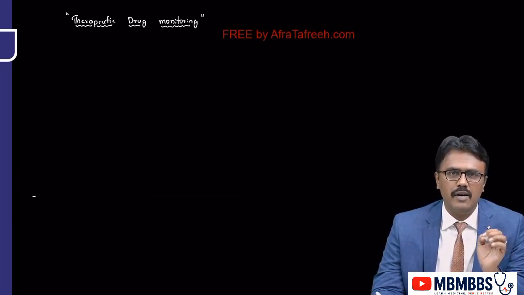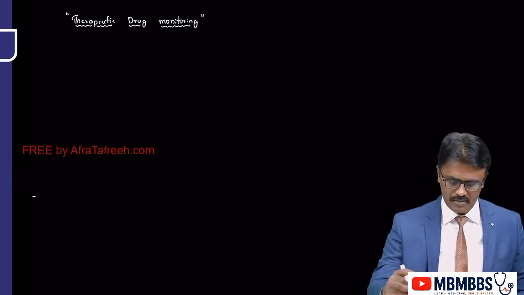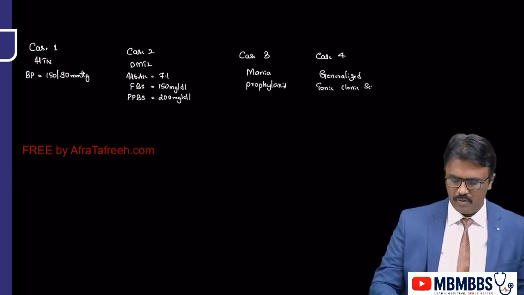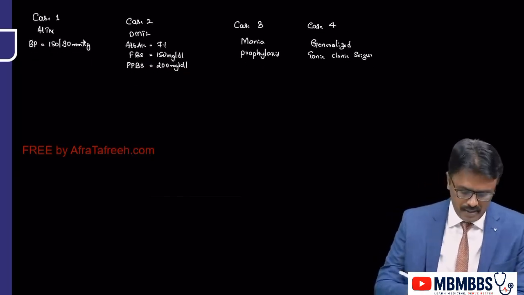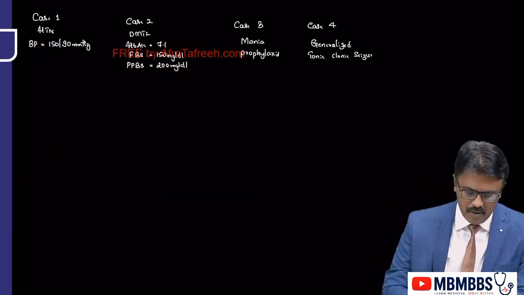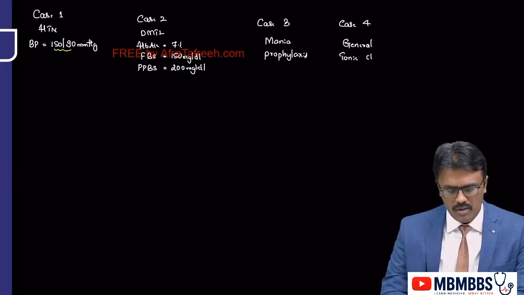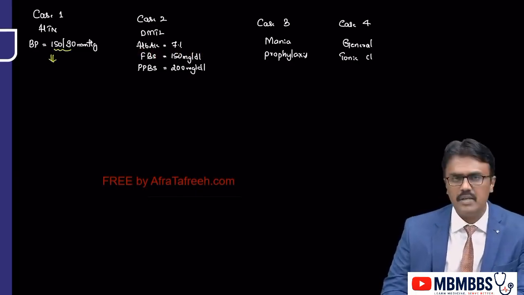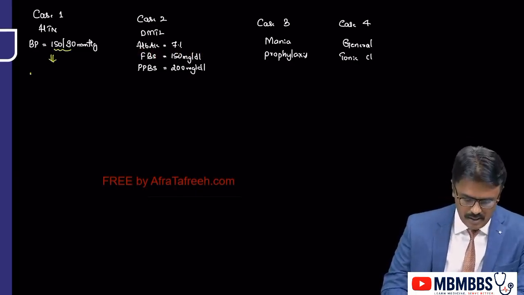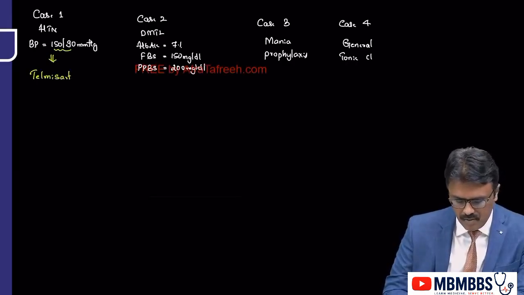Why is this required? To understand that, I have taken four important cases. So these are the four cases. Case number one, a patient with hypertension and he has come with a BP of 150/90. So when you take the patient with a hypertension of 150/90, we diagnose a patient with hypertension, and let us imagine that we have put the patient on telmisartan 20 milligram.